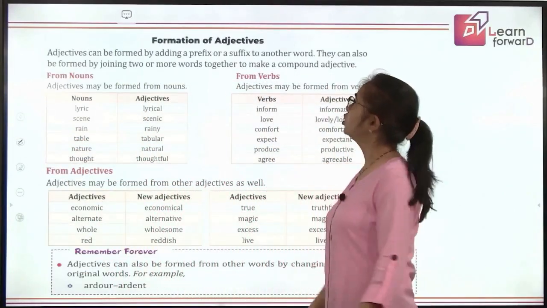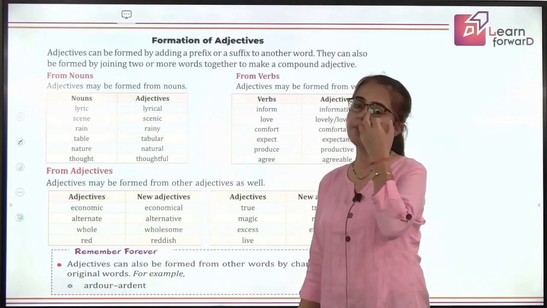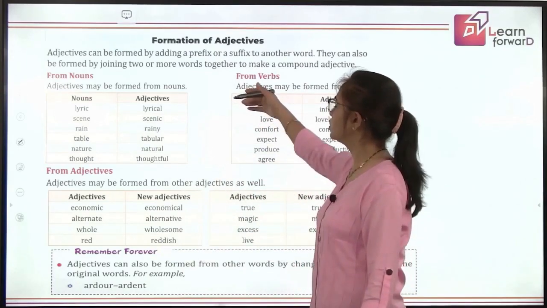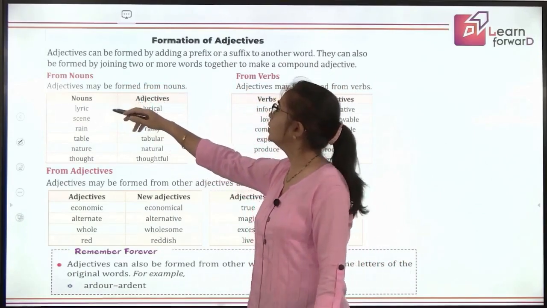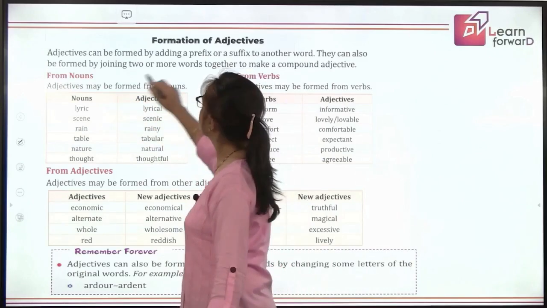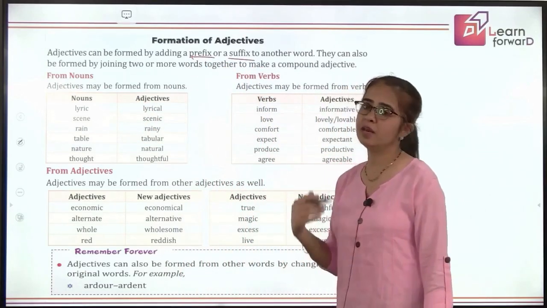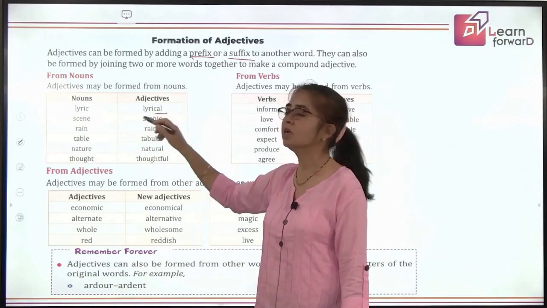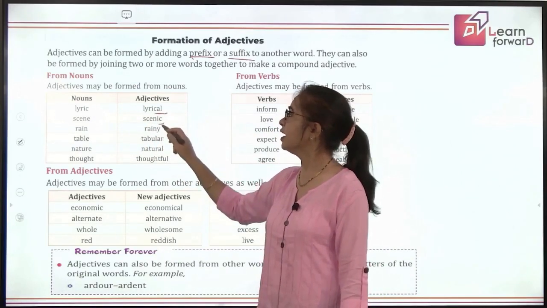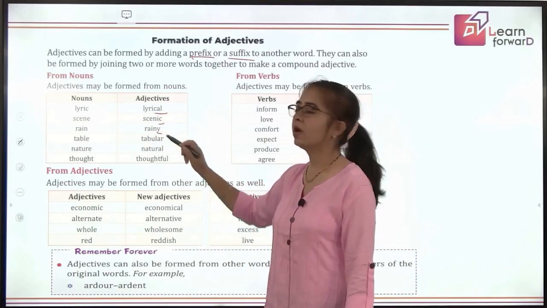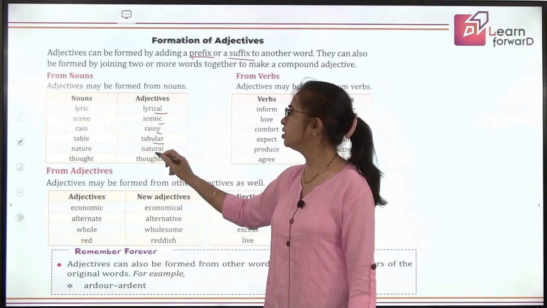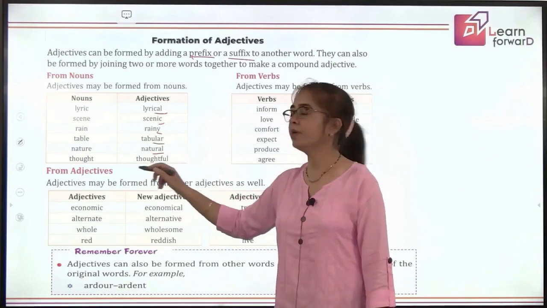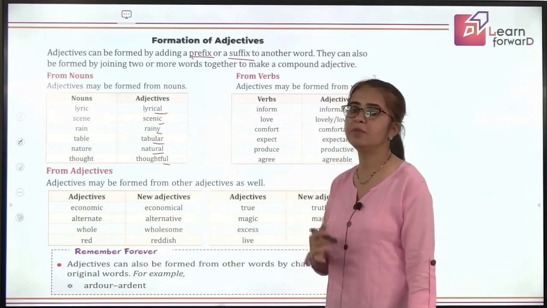Yes, coming to next is formation of adjectives. Formation of adjectives is we can form adjectives from the nouns, we can form them from the verbs, we can form them from other adjectives also. So what are those? From nouns, how do you form adjectives? We can just use some prefix or suffix and we can make adjectives, right? So when you have to make from nouns, you just give it a suffix like lyric becomes lyrical, scene becomes scenic. What we are adding here is al, here we are adding ic. Then rain becomes, you are adding y, rainy. Table becomes tabular, nature becomes natural. So we are making a slight change also in spelling before adding AR or AL. Then thought becomes thoughtful. So you are adding full to it, just like in beauty you get beautiful.